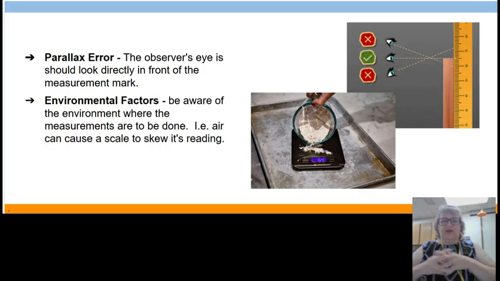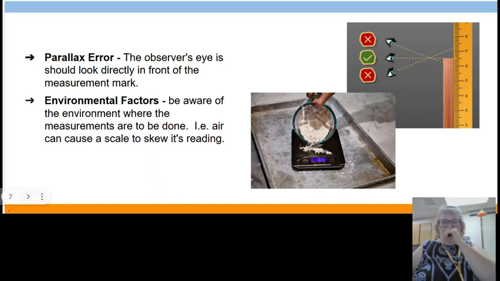Parallax error is when you're not looking straight on to get the measurement, you're looking sideways. If you've ever been in a group and you've got 3 people standing there all trying to make the same measurement, you're not going to get the same results because you're not looking at it straight on.